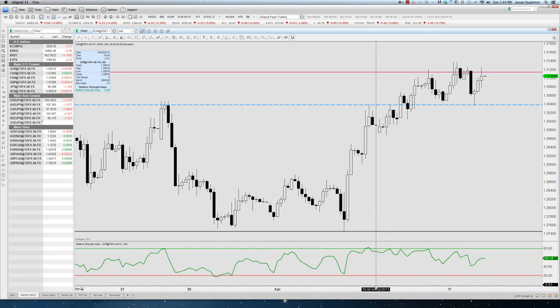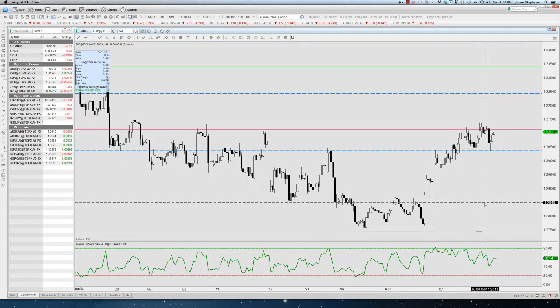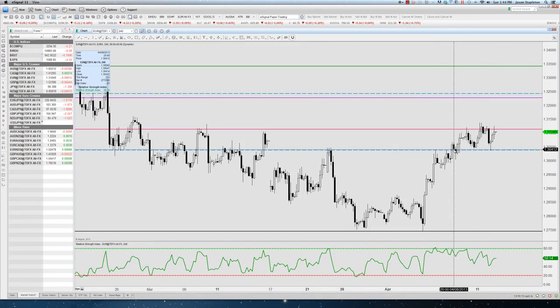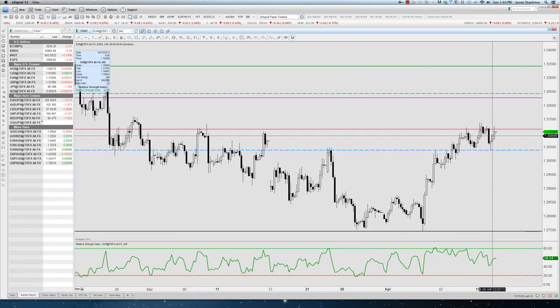Euro basically showing kind of the same setup here. We have violated the structure level here. We had resistance, then we pop. Market runs up, we came back down, we tapped that previous resistance level. It shows support, and now we're rallying back. There is not really a trade here that I would look at.